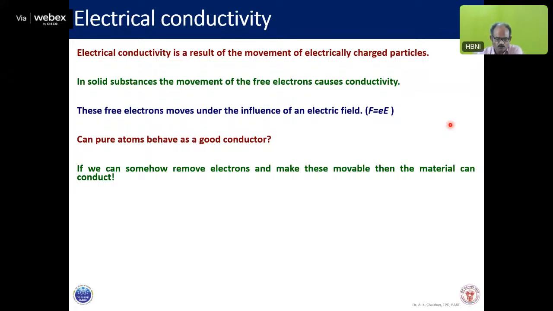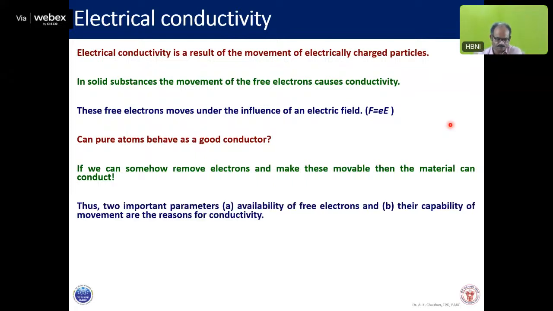So now suppose we want to make a conductor. If somehow we can remove electrons from the atoms, or force the electrons to come out, and they become free, and then we apply some potential or make them move by any means, then the material can conduct. So there are two important parameters: availability of free electrons and their capability of movement. These two factors provide the conductivity inside any material.